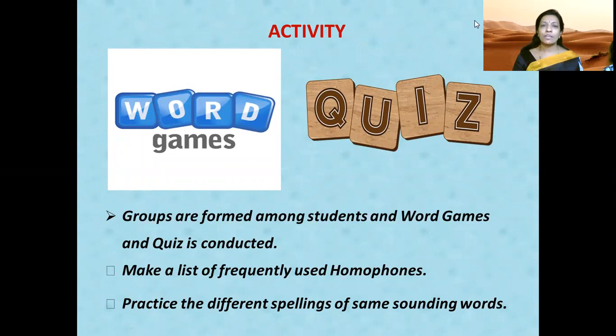Now, students, you can use various activities and participate in quizzes to understand the concept of homophones. Another thing which I would recommend you to do is make a list of the frequently used homophones and also practice the different spellings of these same sounding words. This will surely help you to enrich your vocabulary and knowledge of the homophones.